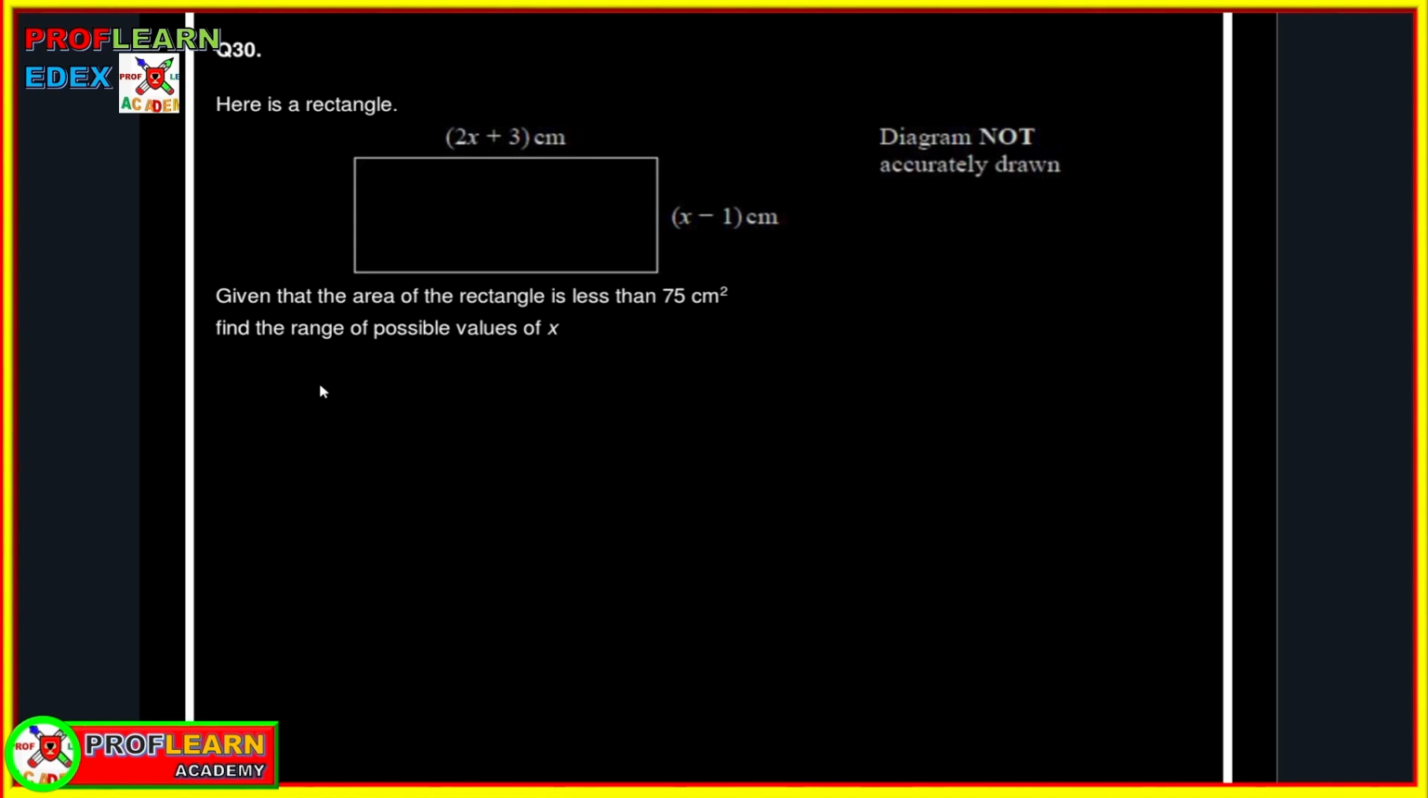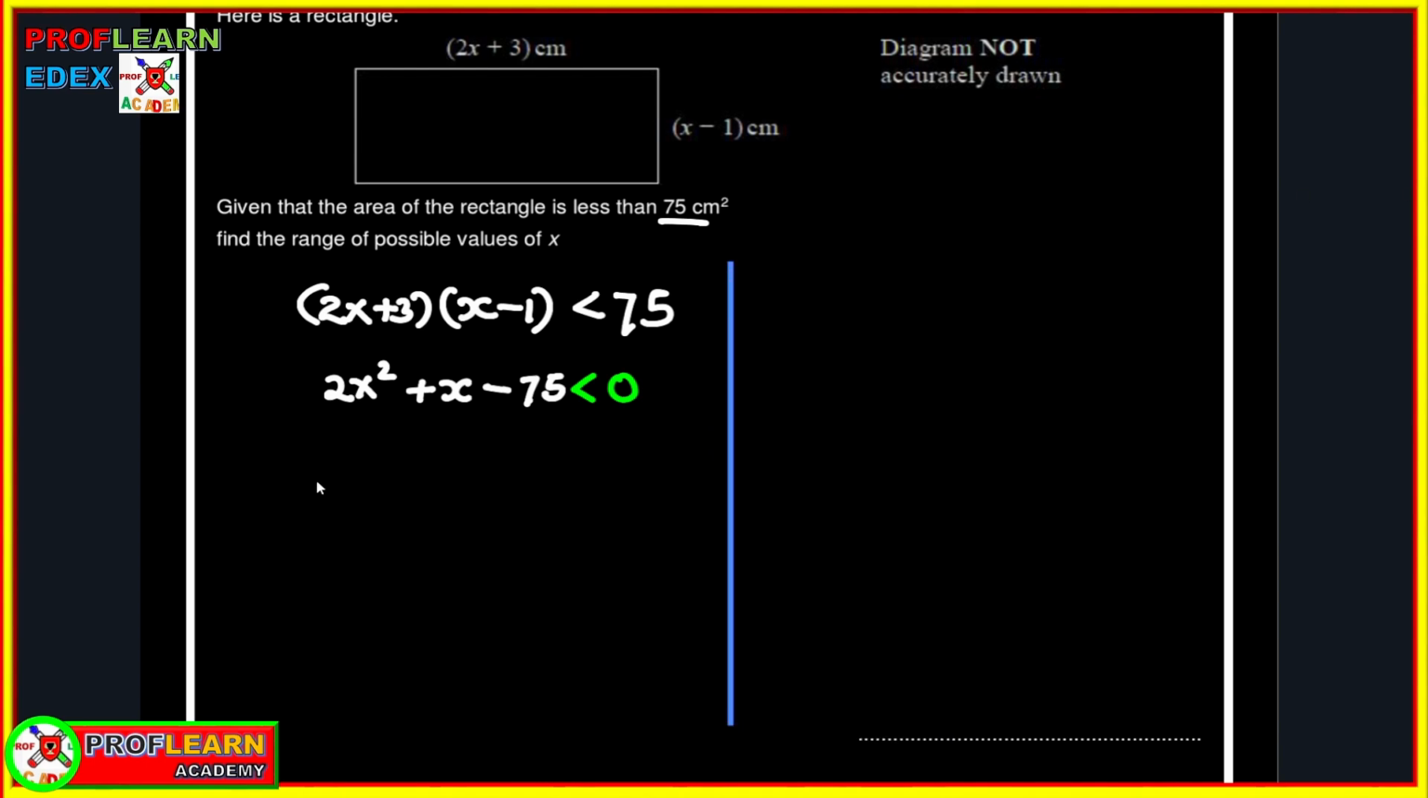All right, so the first thing that we need to remember is that the area of a rectangle is length times width. So we're going to say it is less than 75. And then if we open and expand this, we are going to form a quadratic inequality like this. So we are going to solve this. If you solve this quadratic inequality, we are going to assume that the inequality is actually an equal sign. We treat it as an equal sign so that we can solve that quadratic equation.